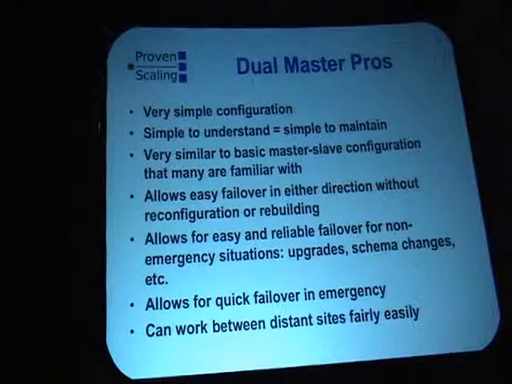The pros of using dual master for HA: the configuration is actually quite simple, and generally if it's simple to understand and simple to configure, then it should be simple to maintain, and you have lots of extra options in administration. It's very similar to the master-slave configuration, and since many people are already using that, it's natural to say plug it in the other direction. It's actually just one additional command to get it running in dual master instead of master-slave. It allows you to easily fail over in either direction, so it's not one way.